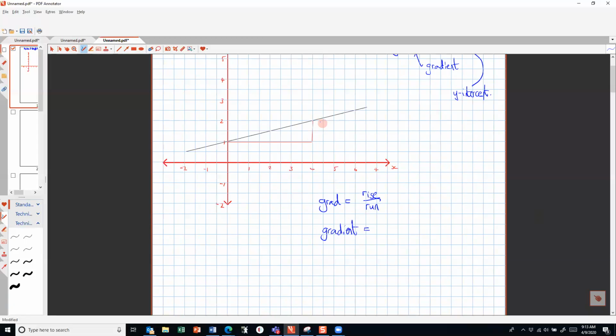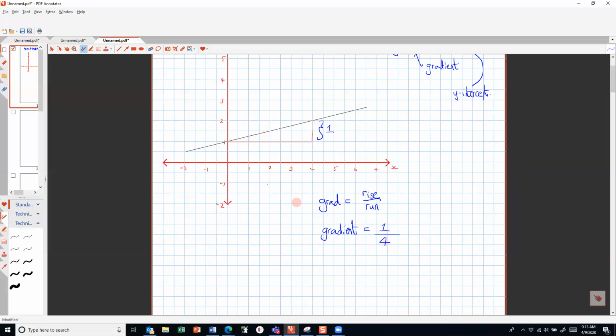2 over 8. Careful. Look at our units. It's 1. Okay, this is 1 unit. Even though it's 2 squares, I'm going from 1 to 2, so it's only 1 unit. 1 over 8. Yeah. And what about my run? So I'm going from here to here. 4. Yep, it is 4.